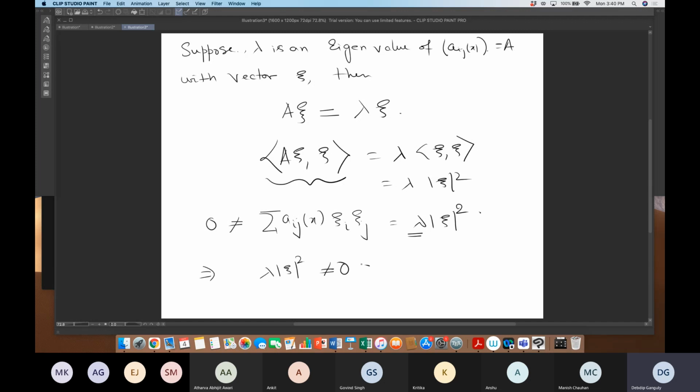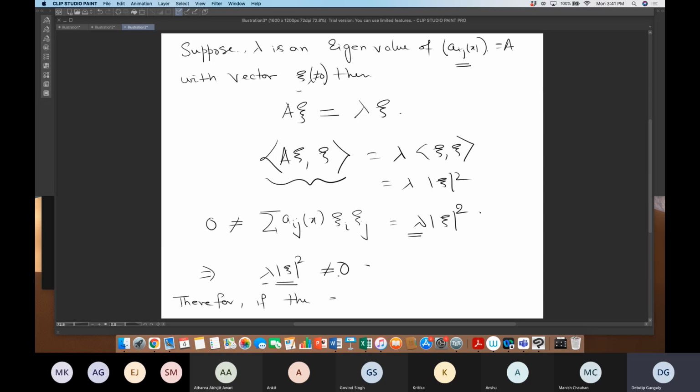What can you conclude about the eigenvalue? If the equation is elliptic and lambda is an eigenvalue of Aij with eigenvector ξ, what can you conclude about lambda? It should be non-zero. Exactly. Because an eigenvector is non-zero, ξ is not equal to 0, so lambda |ξ|² is not equal to 0.